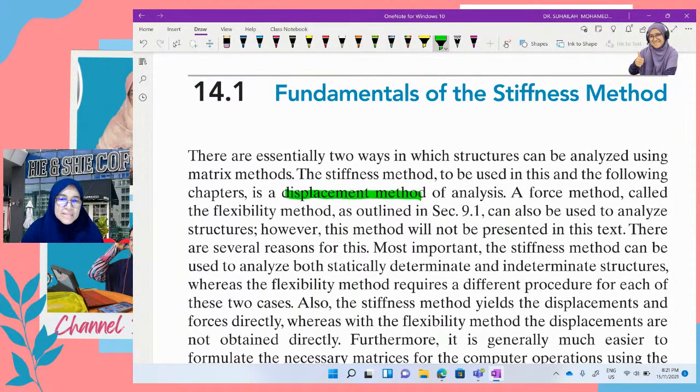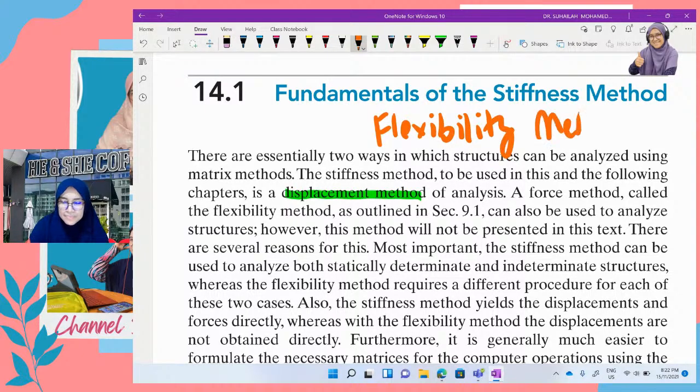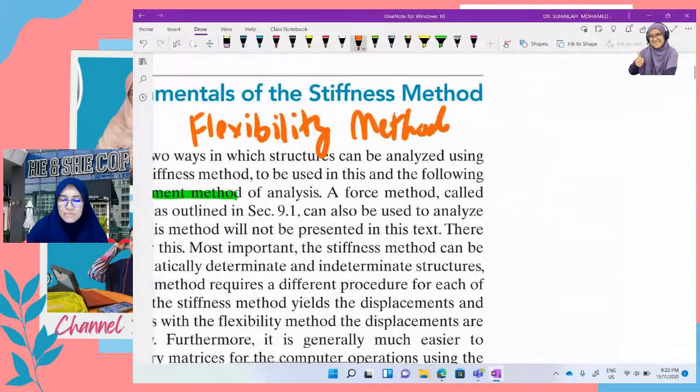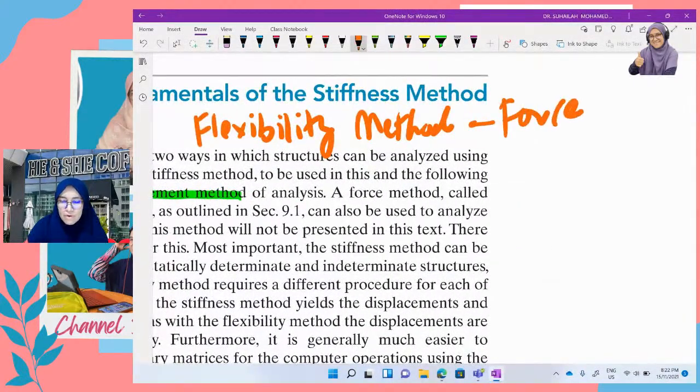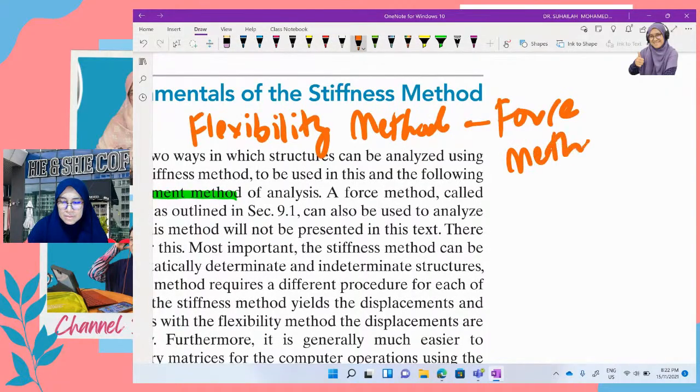As for the flexibility method, do you remember? The flexibility method is also known as the force method. The name used to represent the flexibility method in the textbook is actually force method. Okay, the flexibility method is also known as the force method.